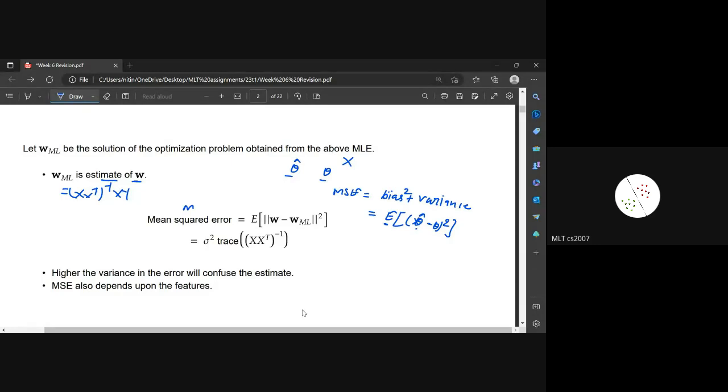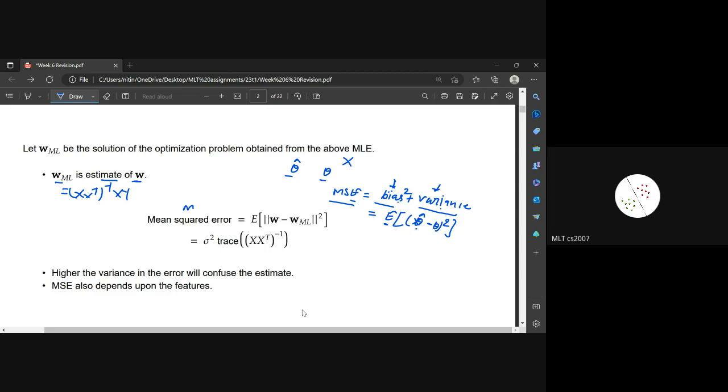The expectation of that is called your MSE. If you expand this, you can show that it is nothing but the bias square plus variance. So if the MSE is high, your estimator is suffering from one of these issues: either the variance is high or the bias is high, or maybe both are high. There is always some trade-off between bias and variance.